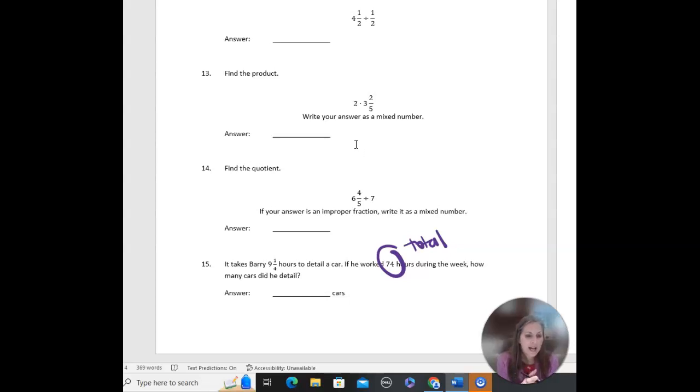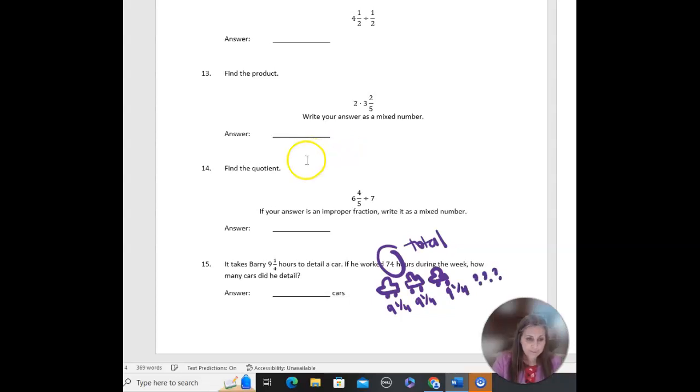So it takes Barry 9 1/4 hours to detail one car. Okay, he worked a total of 74 hours. So the question is, in that time, okay, here's a car. How many cars did Barry get done in 74 hours? Now we know each car, just pretend these are your cars, took 9 1/4 hours. So 9 1/4 hours on this car, 9 1/4 hours on this car, 9 1/4 hours on this car. And we don't know how many cars Barry was able to get done.